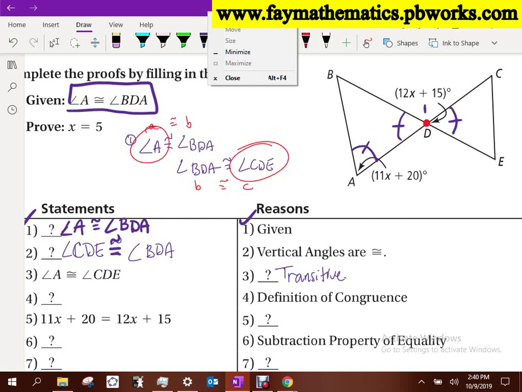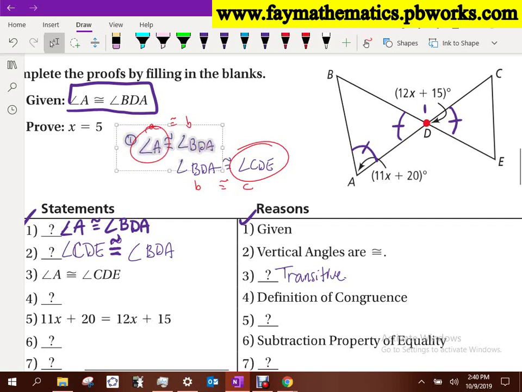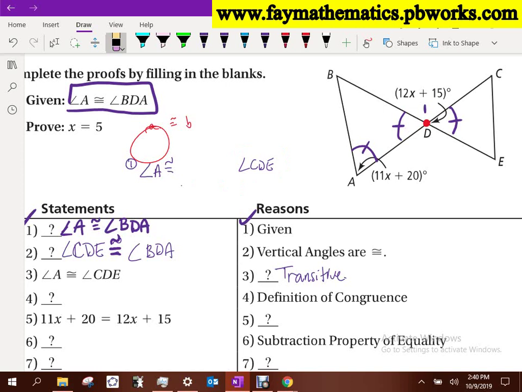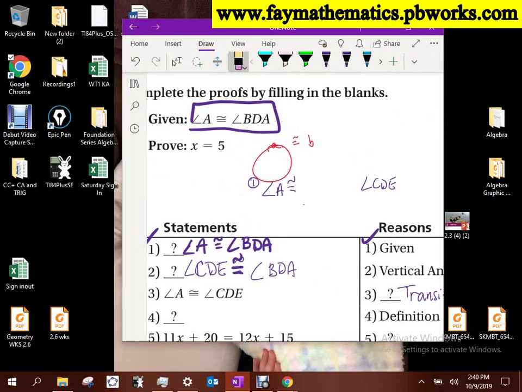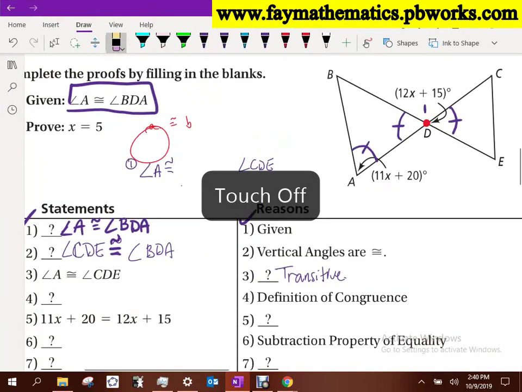I think I've shown you doing it this way. If I take that and merge it with that line, the BDA overlaps. So then if I get rid of that BDA, I've just got A congruent to CDE. And that's what they're saying here. And that process is the transitive property.